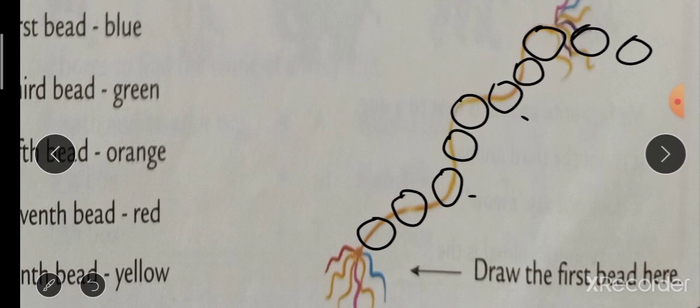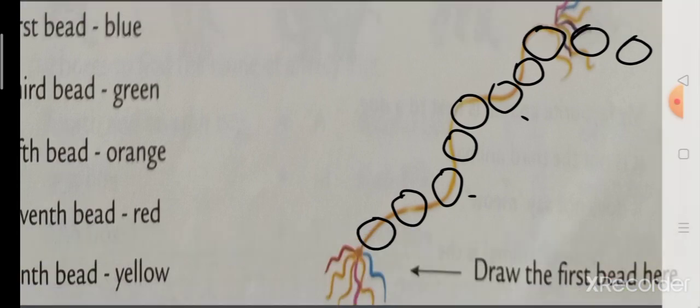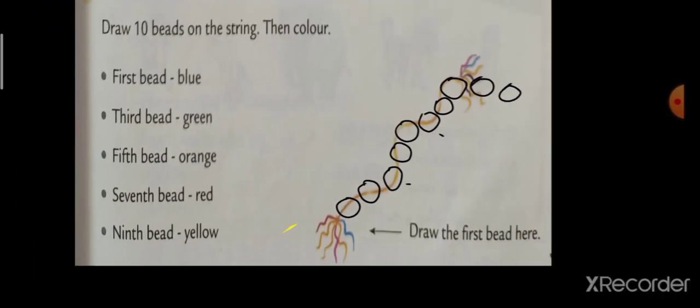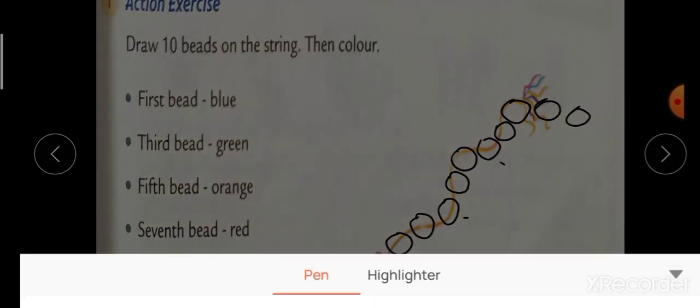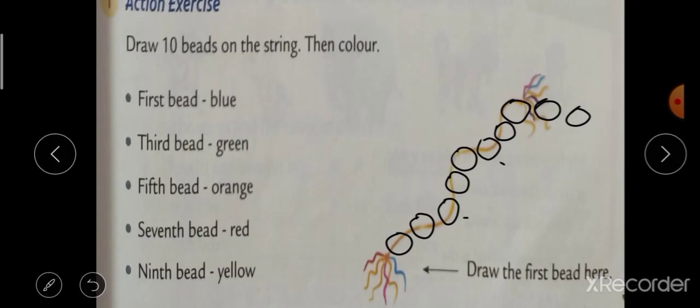Now it says first bead blue. The first bead should be colored blue. Now let us see if we have blue color. Yes, we have.